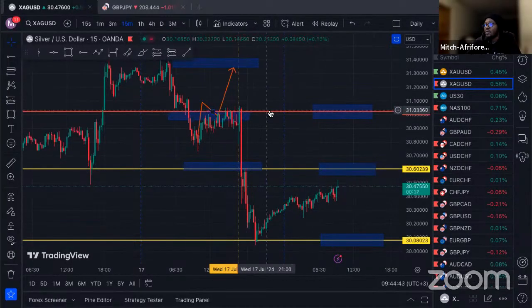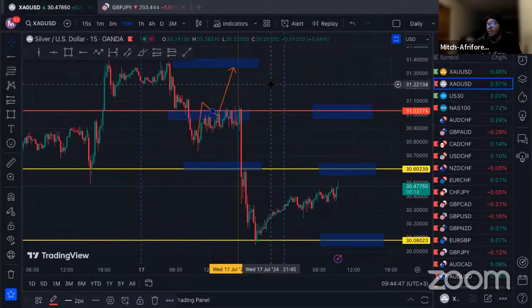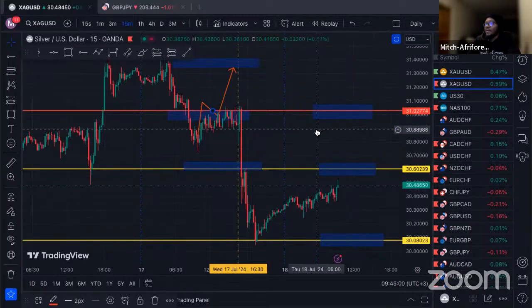We'll watch to see once this red support and resistance area is breached to the upside, that's when we'll switch. Remember, we always point out if we're holding above the red support and resistance area, we'll be looking for buys. And if we're holding below the red SNR, we will be looking for selling opportunities. So I hope that's clear on silver.